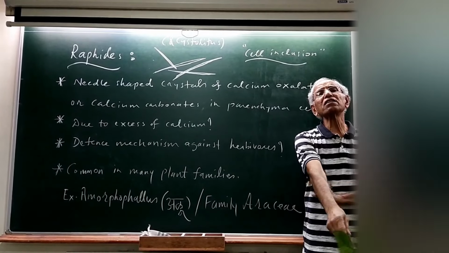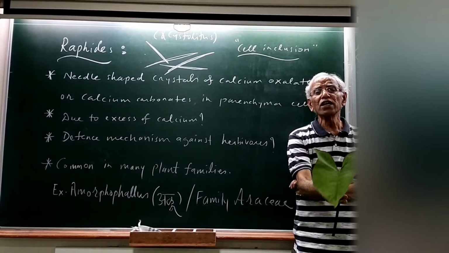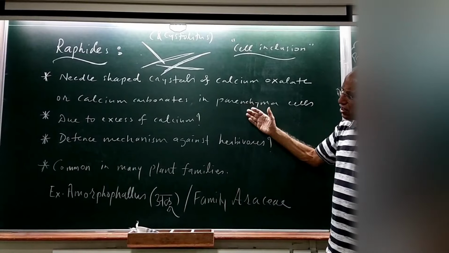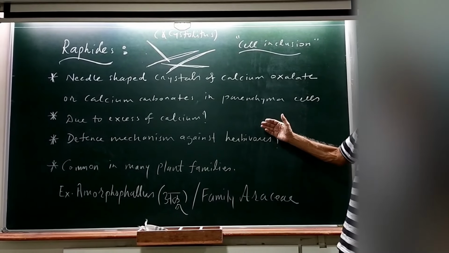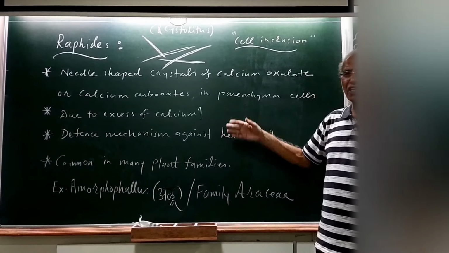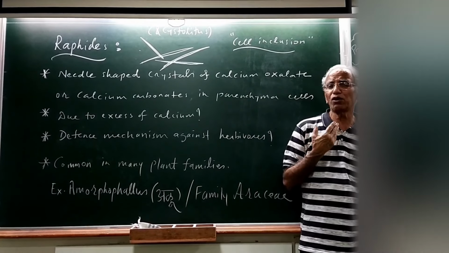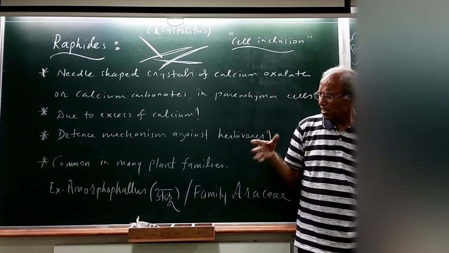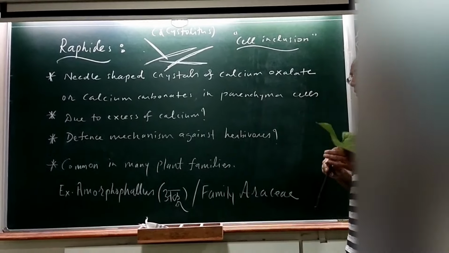So it seems that these can be called excretory wastes. Sometimes these are considered to be a mechanism against herbivores, because when these are consumed, the herbivores probably also must be having some problem, some kind of itching because of these crystals. So lots of things are there. But it will be good to observe.